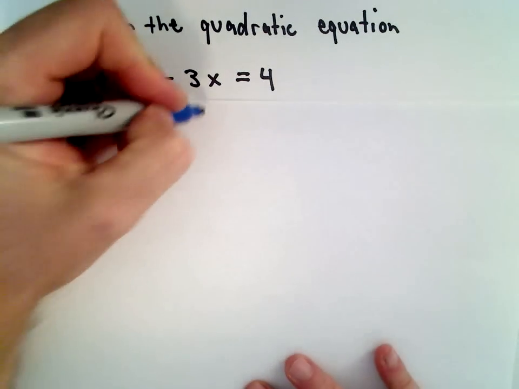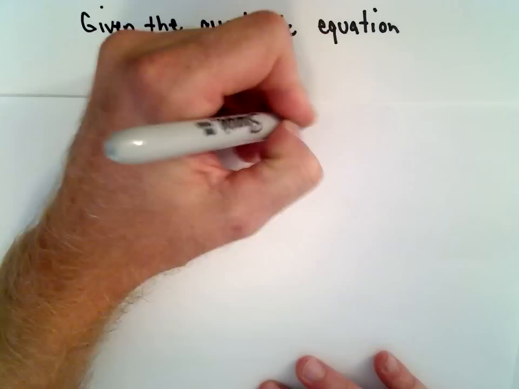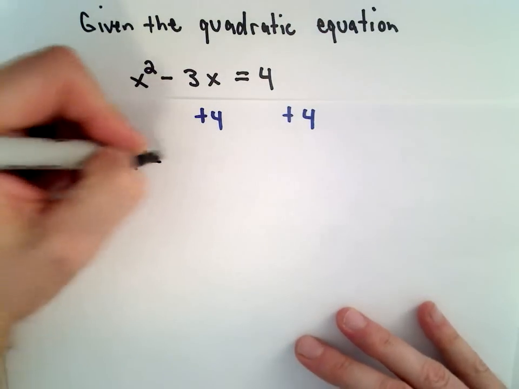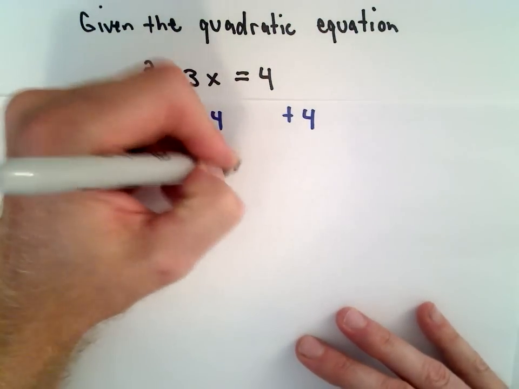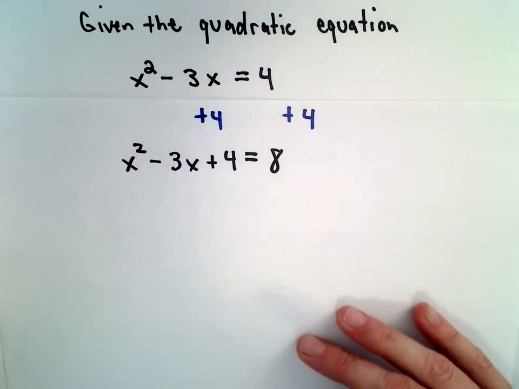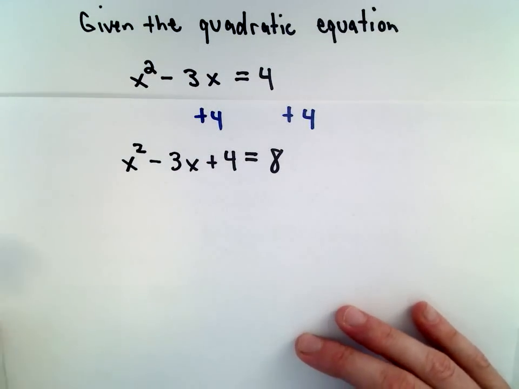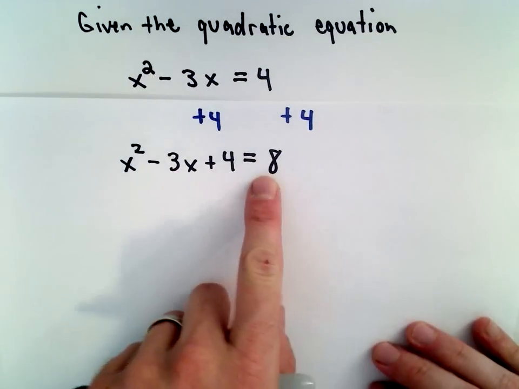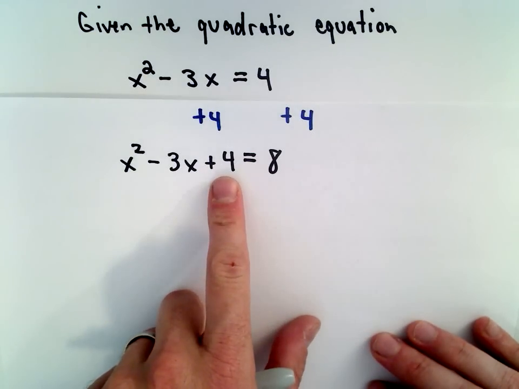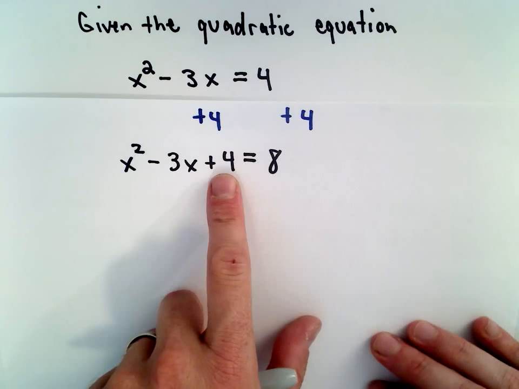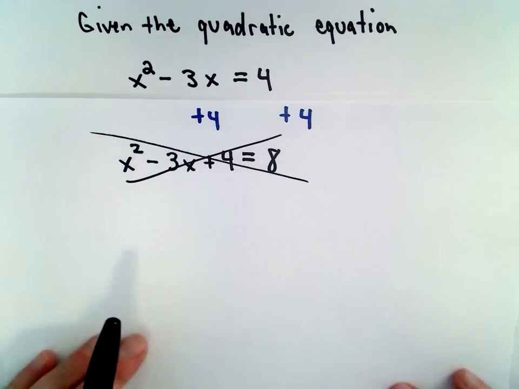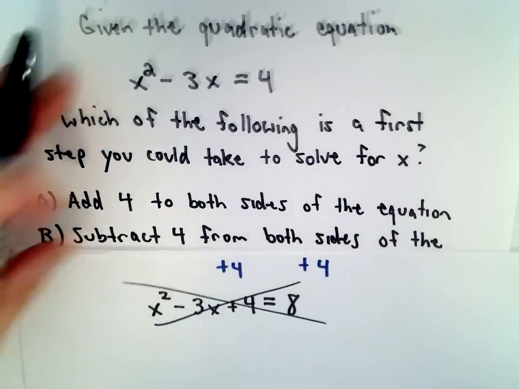Well, part A says let's add 4 to both sides. If I add 4 to both sides, I've got x squared minus 3x plus 4. On the right side, I would have 4 plus 4, which is 8. Well, that doesn't really do anything useful, right? It doesn't help me make one side equal to 0. All I've done is get an extra term on the left side, this positive 4 that wasn't there before. That doesn't seem to be doing anything productive. So part A doesn't seem to make sense.